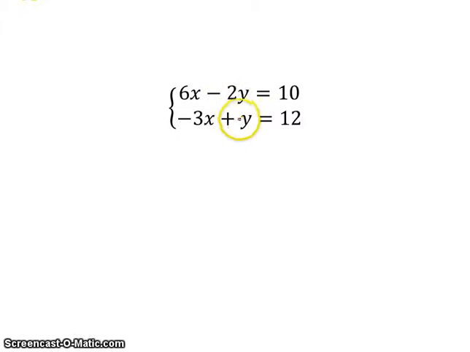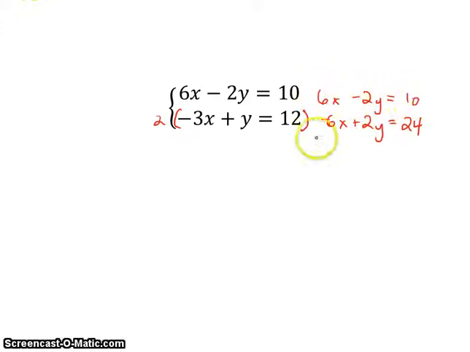So you got a negative 2, so if I multiply the bottom equation by 2, my y's will cancel out. So negative 6x plus 2y is equal to 24. Rewrite the top one. And because the signs are opposite here, I'm going to add them. 6 minus 6 is 0. Negative 2y plus 2y is 0, so I have nothing left. And then 10 plus 24 is 34. All my variables cancel out. This is never true.